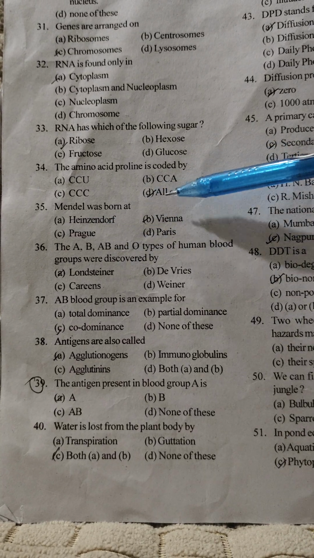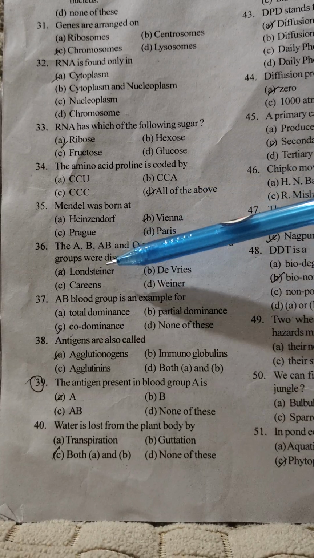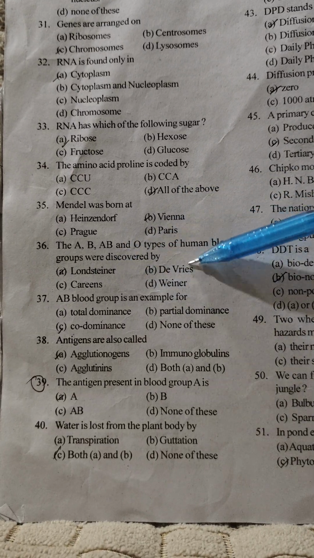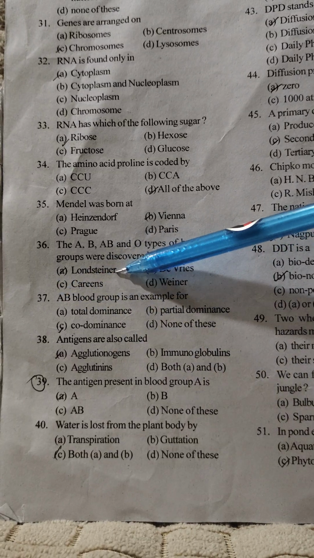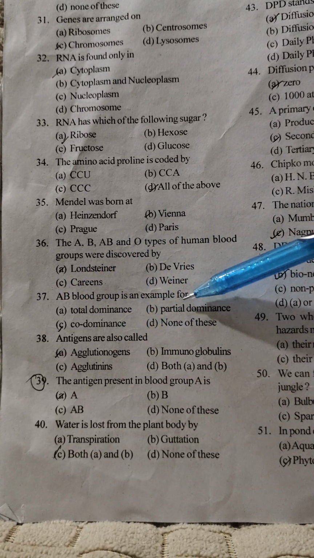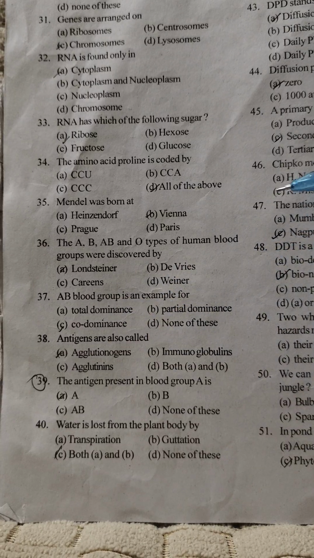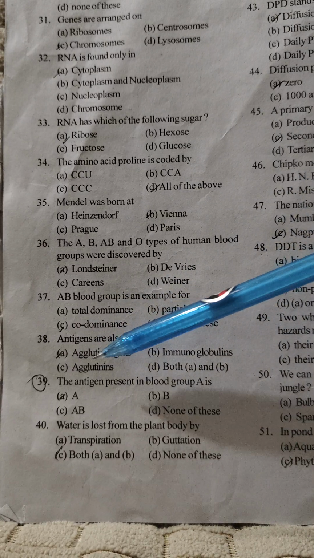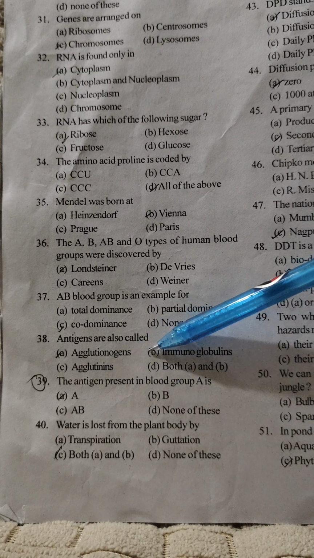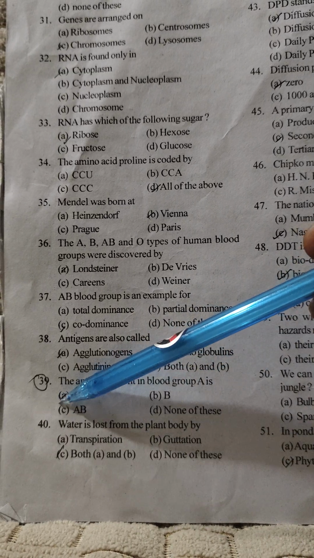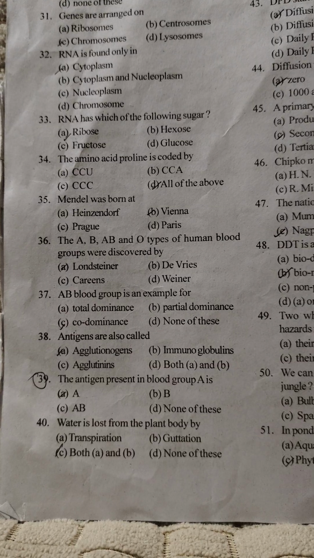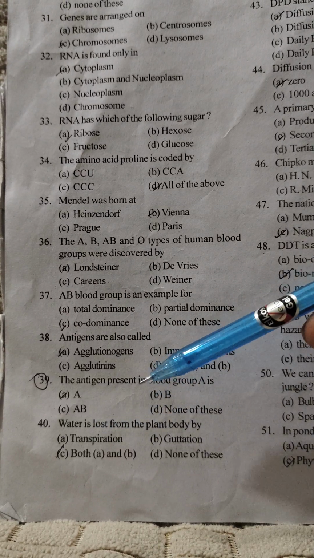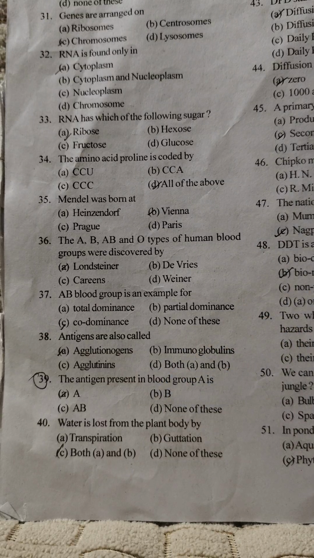Mendel was born at Vienna city. The ABO type of human blood groups were discovered by Karl Landsteiner. Okay. AB blood group is an example of codominance. Simple. Antigens are also called agglutinogens. The antigen present in blood group A is small a. I think it is not small a, I think it is small b. The option has a mistake.